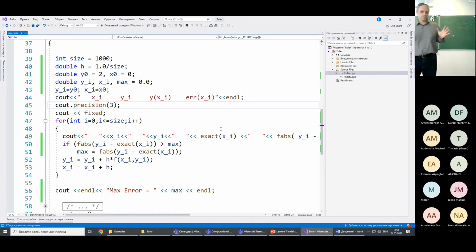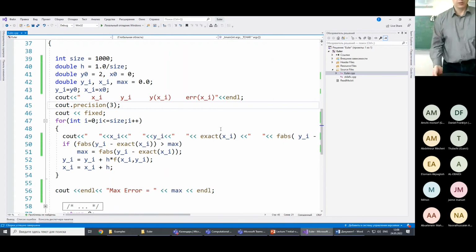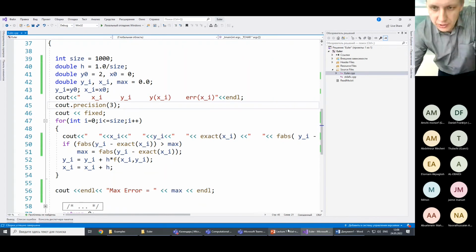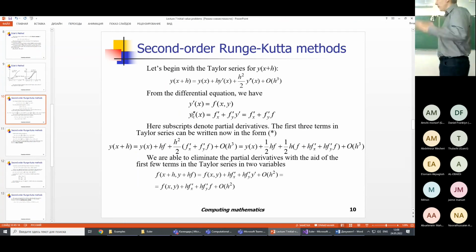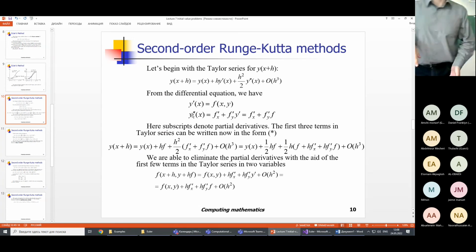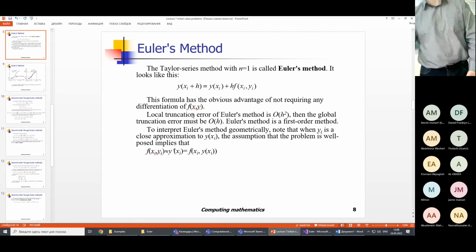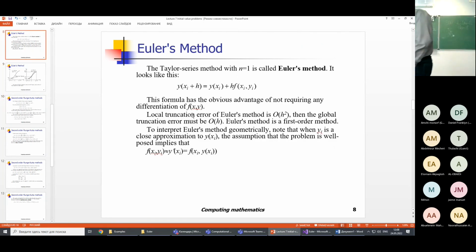Well, in the presentation there are also some slides about more complex methods, second order Runge-Kutta methods, but we skip it. We consider only the Euler method. I think it will be enough.